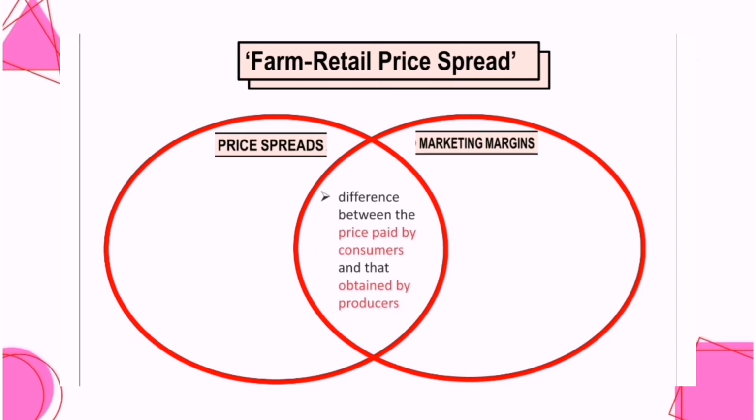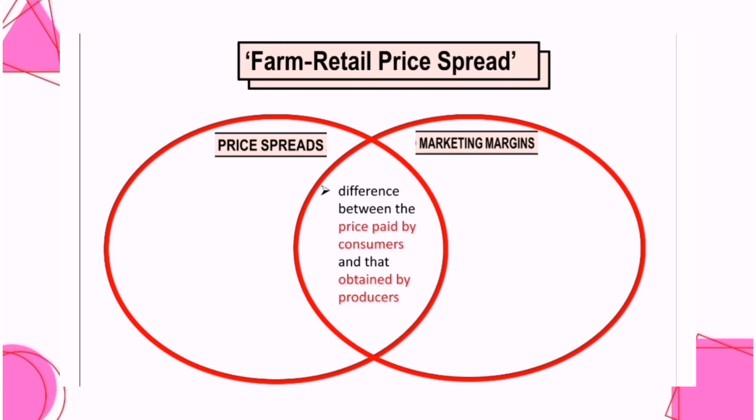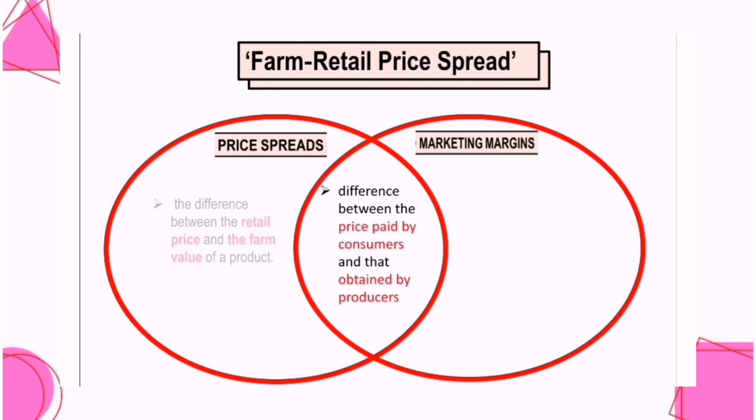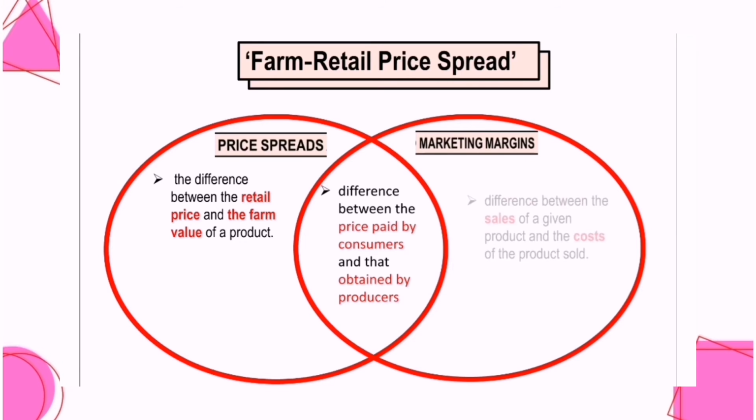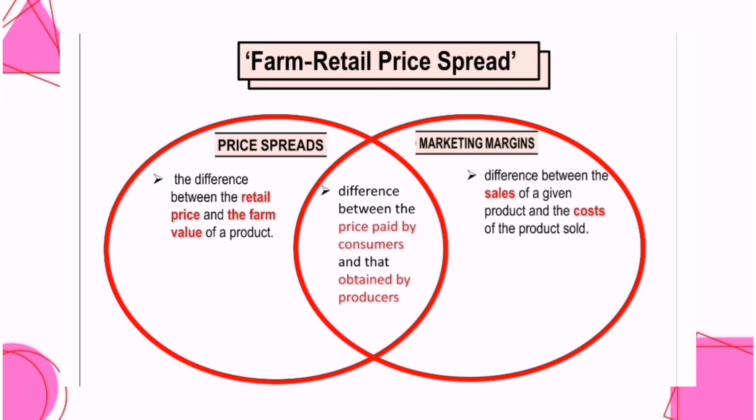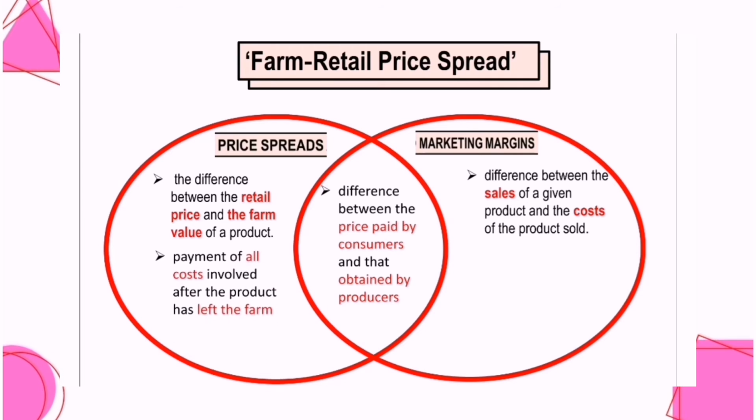So, both of them are the difference between a product paid by the consumers and obtained by the producers. However, the difference is that in farm retail price spread, this refers to the difference between the retail price and the farm value of the product. While in marketing margin, this is the difference between the sales of a given product and the cost of the product being sold. Also, in farm retail price spread, this refers to the payment of all costs involved after the product has left the farm, while the marketing margin refers to the profit made under a given market condition.